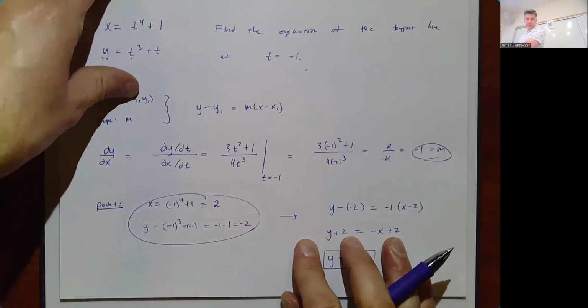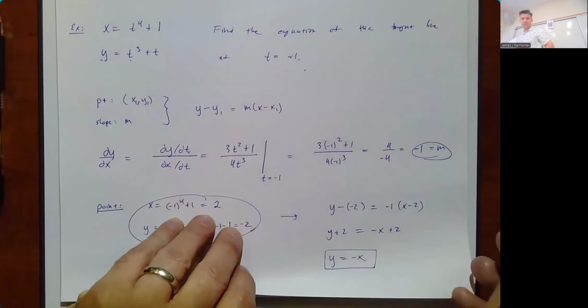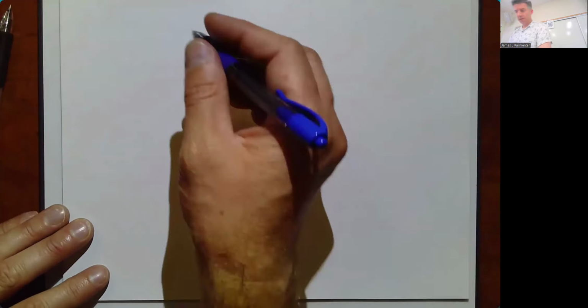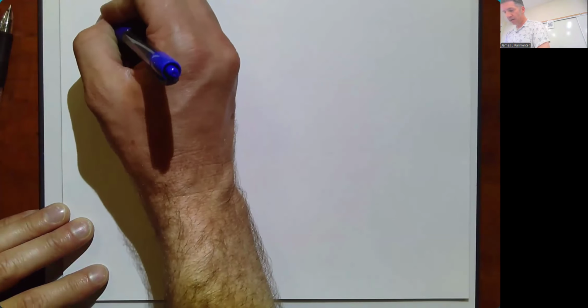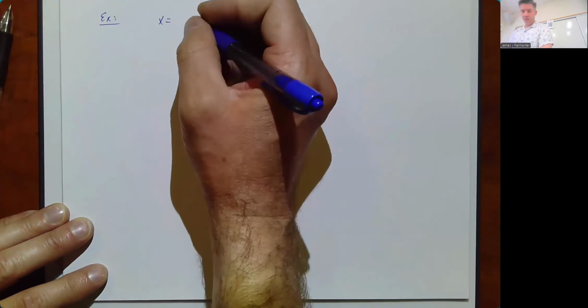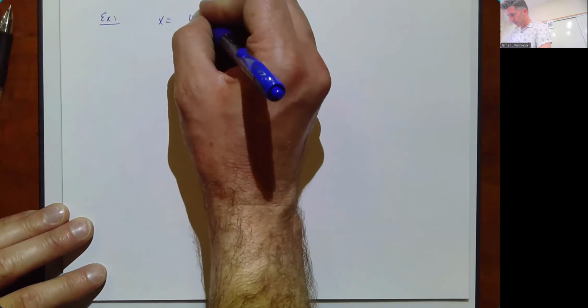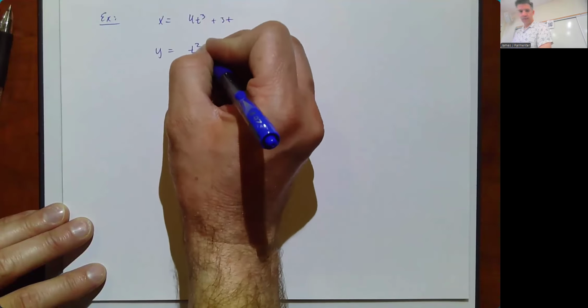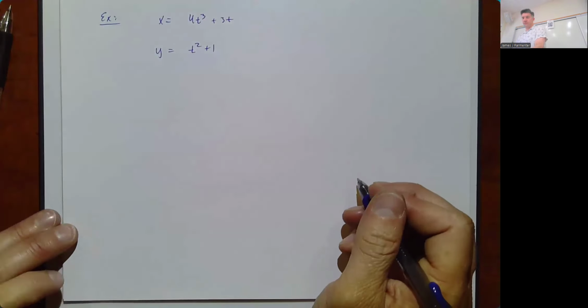So let's look at this next example. The problem with parametric curves is there are so many things to say about them: you talk about first derivative, second derivative, area, and so on. So we'll do another first, second derivative example, and then we'll talk a little bit about area. Let's look at this example where we have x equal to 4t cubed plus 3t and y equal to t squared plus 1. Let's just find the first and second derivative.